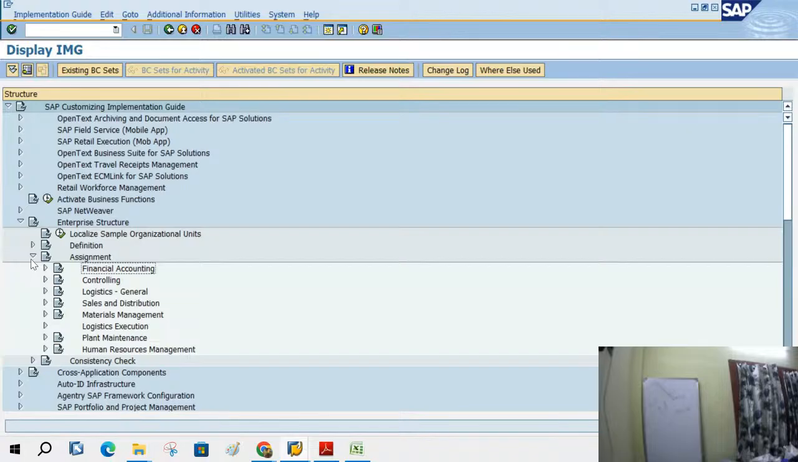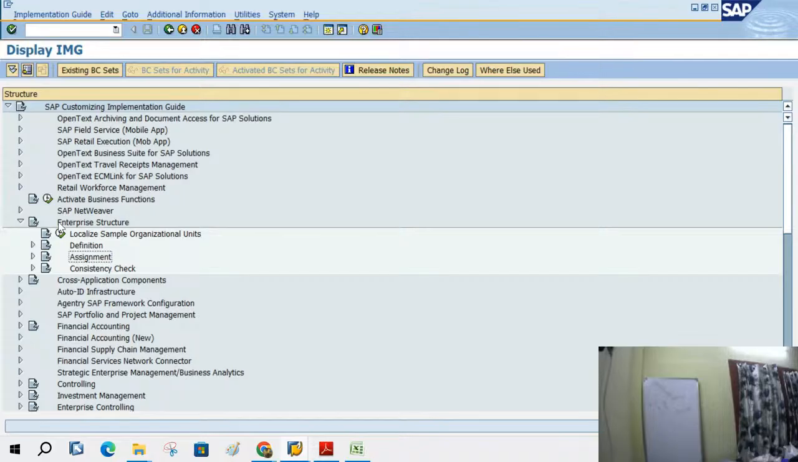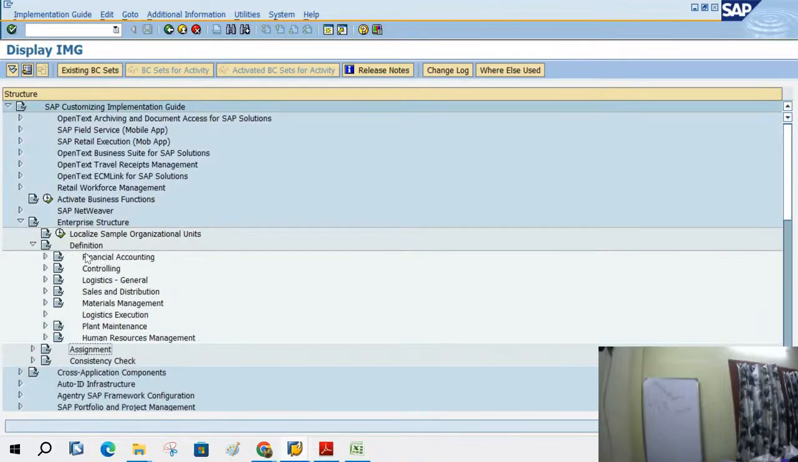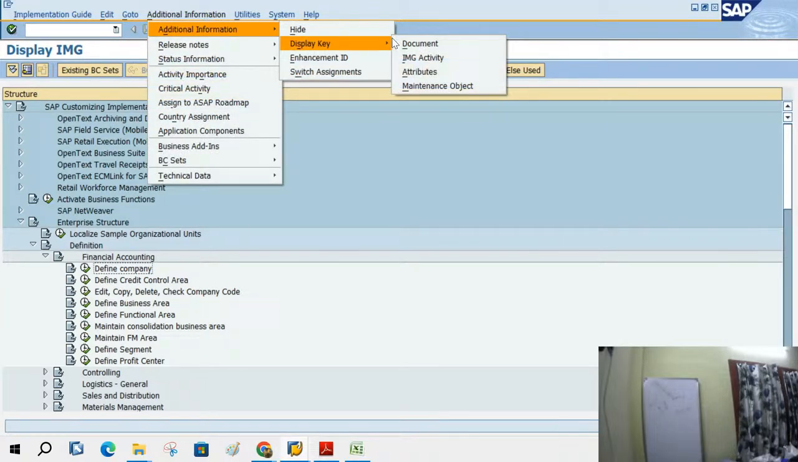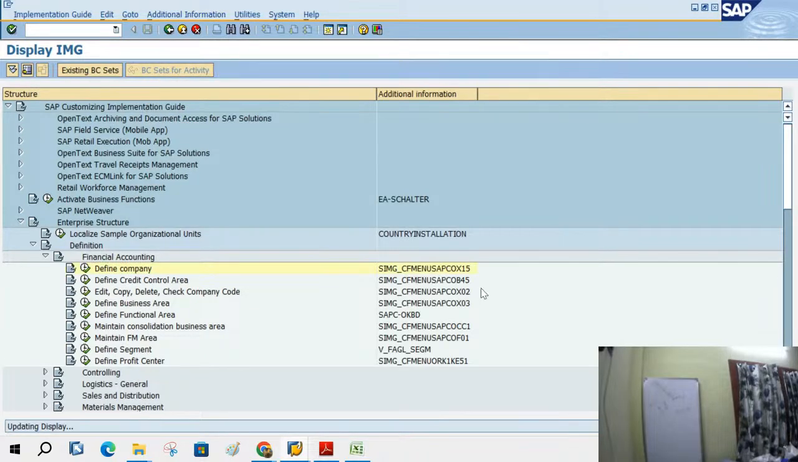So now you have to write down the path for this consultant work. What is the path, Shamika? SPRO, IMG, enterprise structure, definition, financial accounting, define company. Correct? T code is OX15. Correct? Step 2, the path is going to be the same.